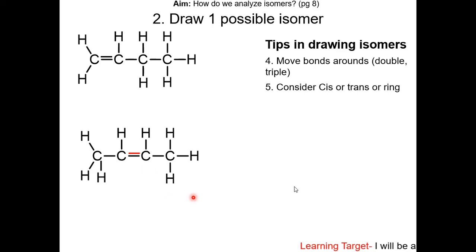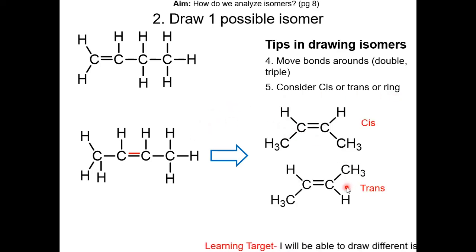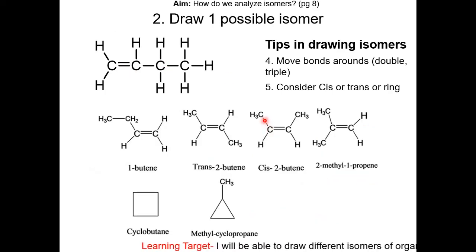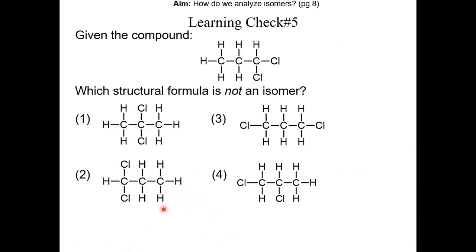For tip number 5, you can consider a cis or trans isomer or a ring. For example, this molecule can have a cis or trans isomer, which are both isomers of this molecule. Here are the lists of possible isomers of this compound, and here are 2 examples of rings.